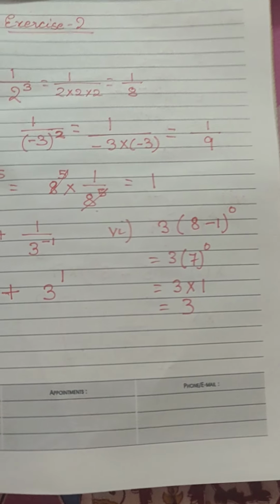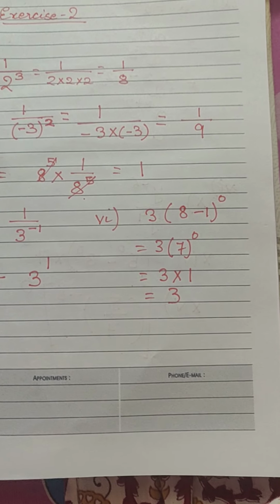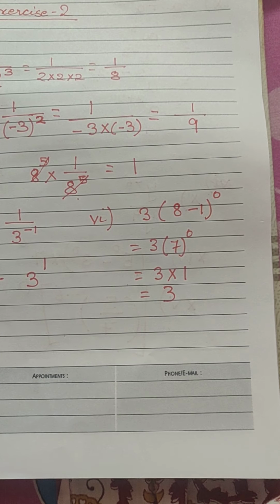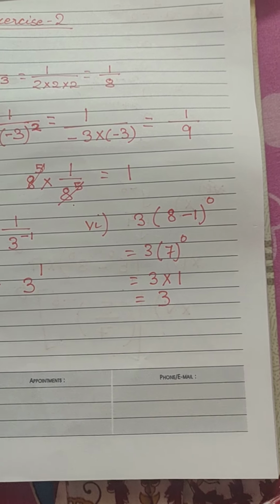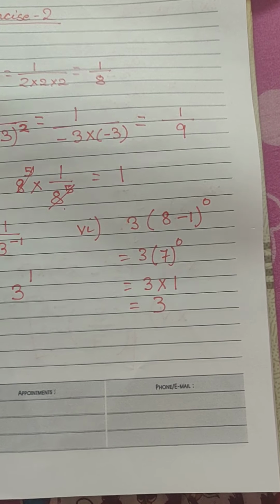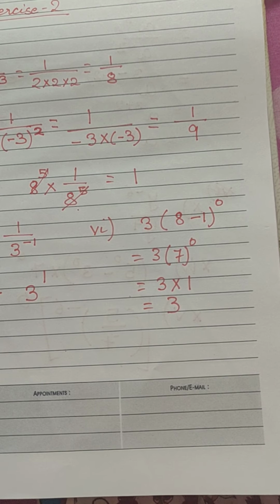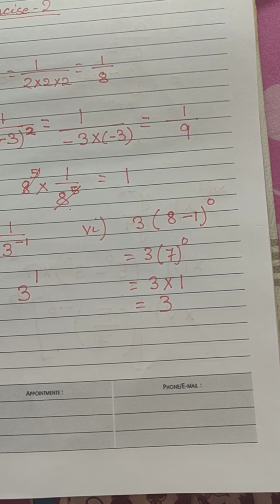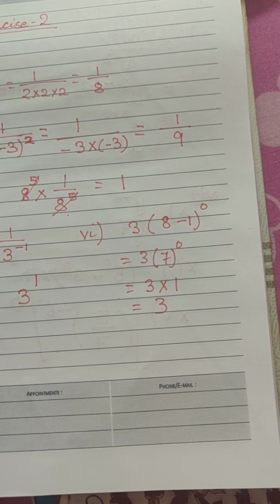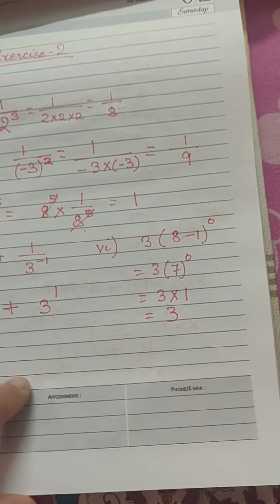The next sum that we have is 3 into 8 minus 1 to the power 0. We know that whenever there is a bracket, we first solve the sums inside the bracket. So 8 minus 1 is 7. We know anything raised to the power of 0 becomes 1. So 3 into 1 is equal to 3.